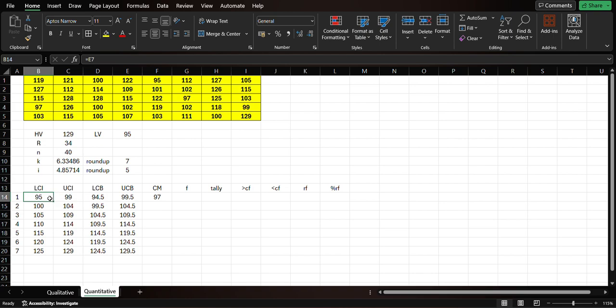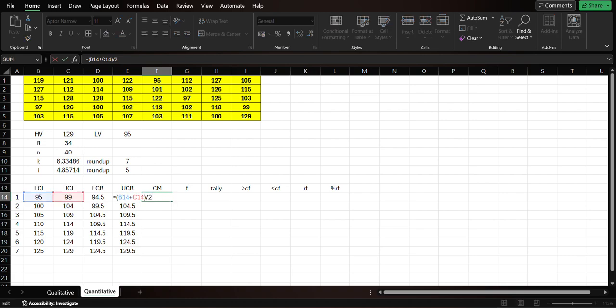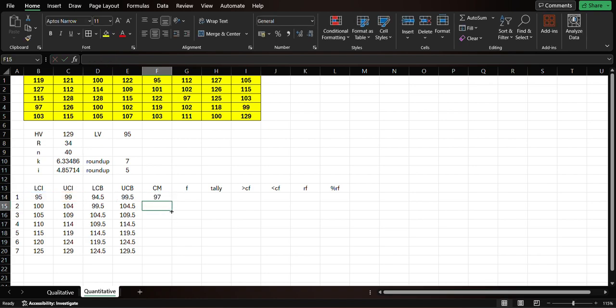Now, this 97 is in the middle of your 95 to 99, right? Why? Since there are 5 numbers on my first group, 95, 96, 97, 98, and 99, the middle of those five numbers is your class mark, which is 97. All right? Now, in solving for your class mark, please do not forget that Excel follows the PEMDAS rule. So this grouping symbol, parenthesis, is very important in solving for your class mark. All right? So we drag it down.